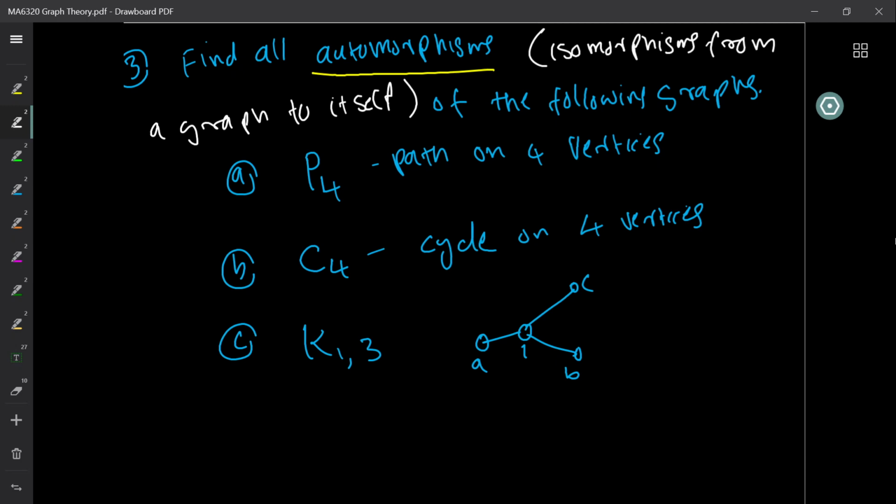The third question is to find all automorphisms. So what is an automorphism? An automorphism is an isomorphism from a graph to itself. Okay, so find all the automorphisms of the following graphs. So one is to find the automorphisms of P4, which is the path on 4 vertices. Then C4, the cycle on 4 vertices. Find all the automorphisms, and find for K_{1,3}, which is a complete bipartite graph, right? With one vertex on one side and 3 vertices on the other side.